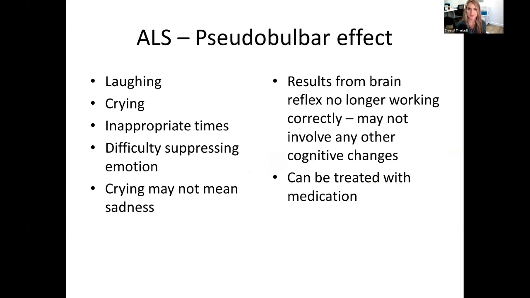Going back to the pseudobulbar effect, it can lead to uncontrollable laughing and crying at inappropriate times, difficulty suppressing their emotion. Something important to know about this is it's not a psychological issue. It is a nerve issue in the brain. The brain is not able to communicate. So the reflex no longer working correctly may not involve any other cognitive changes. And it can be treated with medication like Nuedexta.